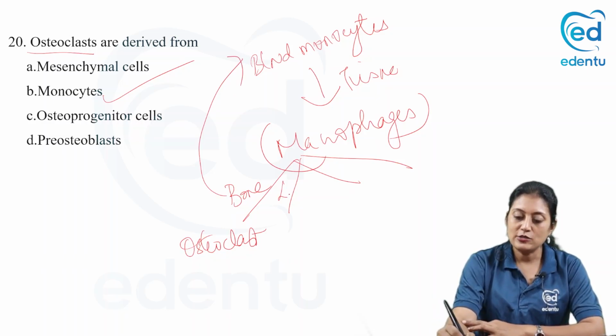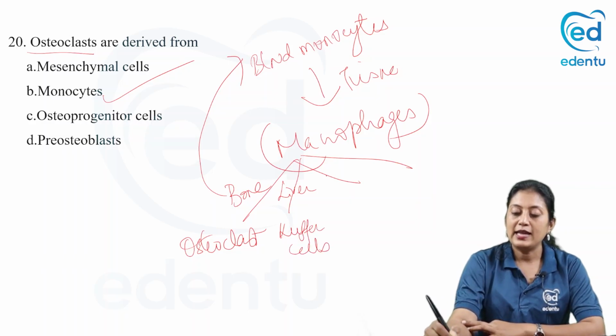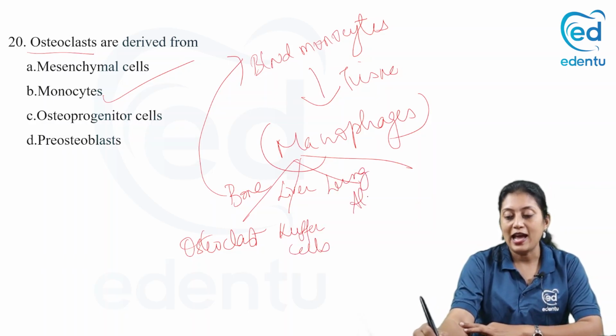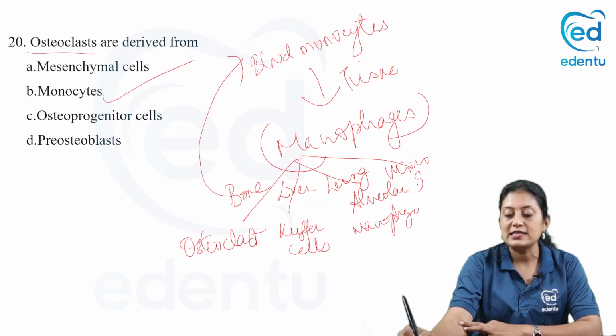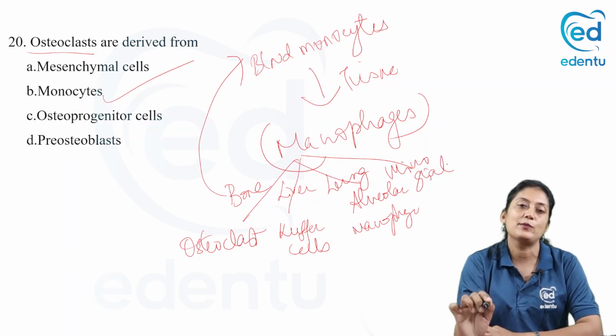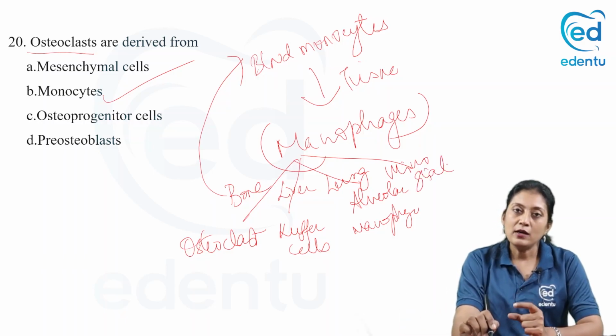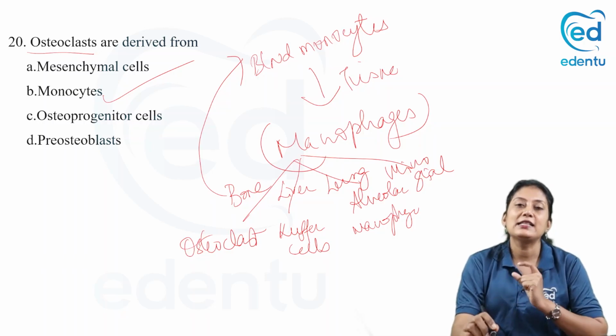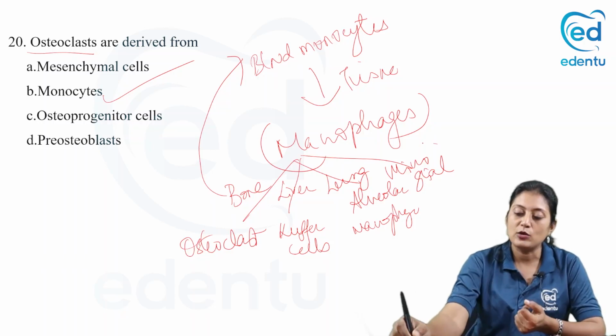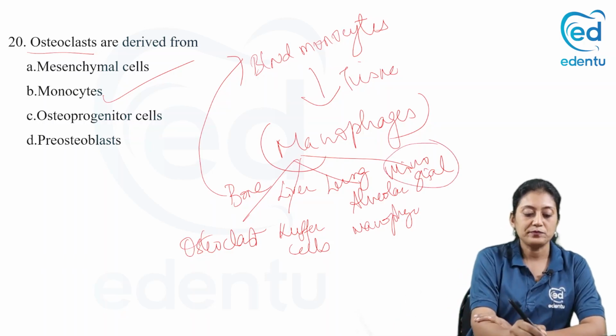If it is in the case of liver, you call it as a Kupffer cell. In case of lung, it is called as alveolar macrophages. And in case of the brain, it is called microglial cells. Any of this can be asked as an MCQ question for you. The macrophages that is seen in the central nervous system or brain is called as microglial cells.